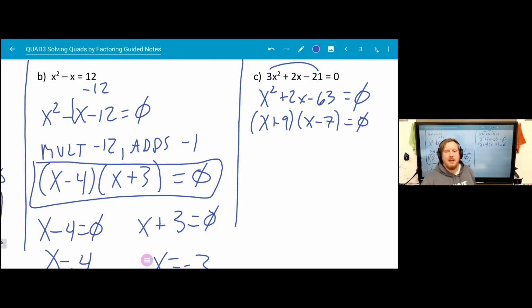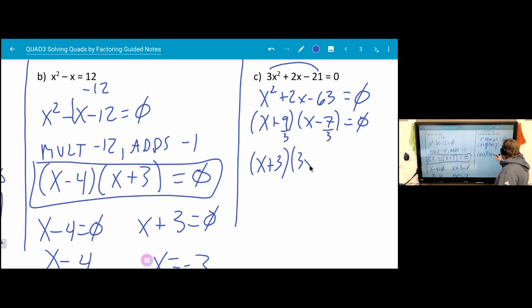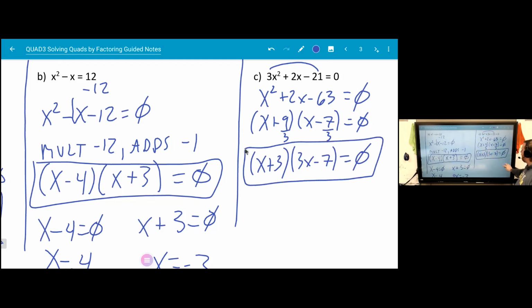So we've done the slide. We've done our product sum or basic factoring. Now we need to do the divide. What did we slide over there? We slid a 3. Divide each of these by 3 and then simplify. Can 9/3 be simplified? Absolutely can. X plus 3. Can negative 7/3 be simplified? It absolutely cannot. So kick that denominator up. 3x minus 7 equals 0. We have our factored form.